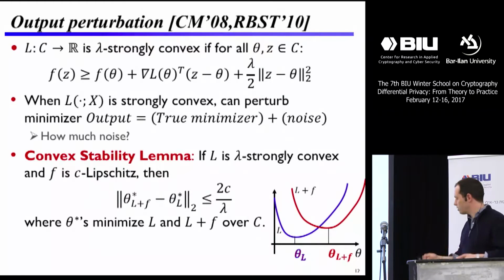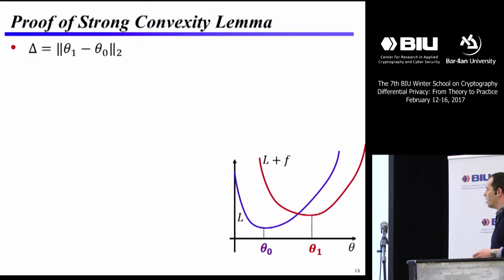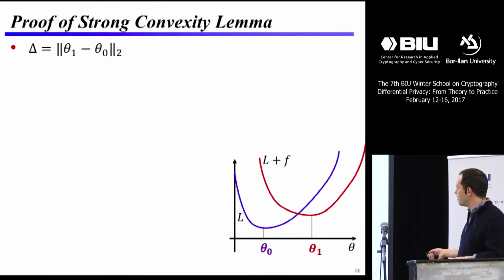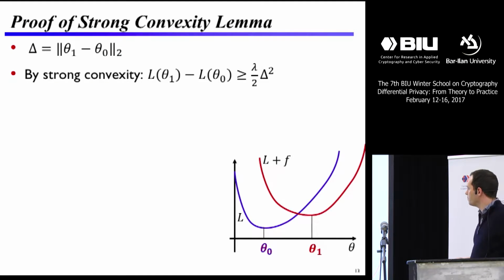Okay, so let's just prove this. We've got two minimizers, theta 0 and theta 1. Sorry, I changed notation. And delta is the magnitude of the difference between the two, and this is the thing we want to bound.